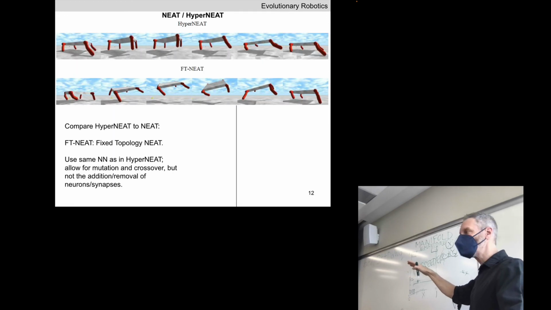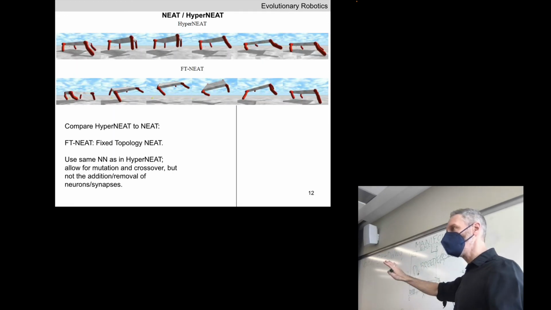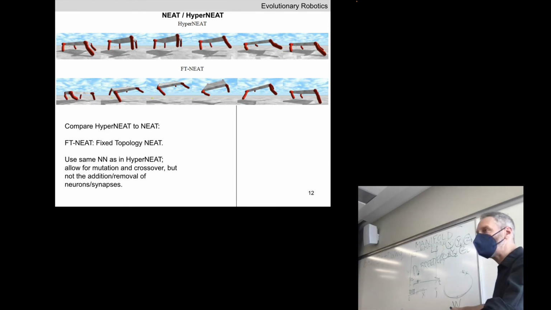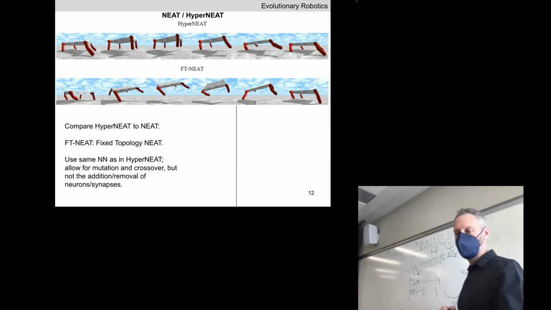If HyperNEAT is useful, if this biasing of evolution towards regular patterns of weights across this neural network helps, then HyperNEAT should evolve faster moving robots than FT-NEAT. We wouldn't be spending an hour talking about this experiment if that wasn't the result.